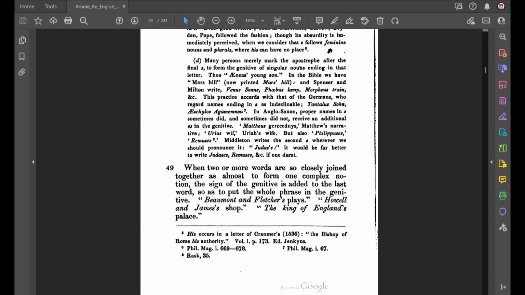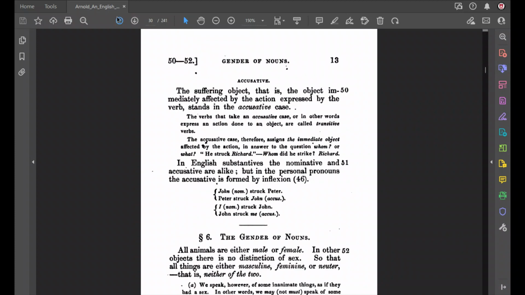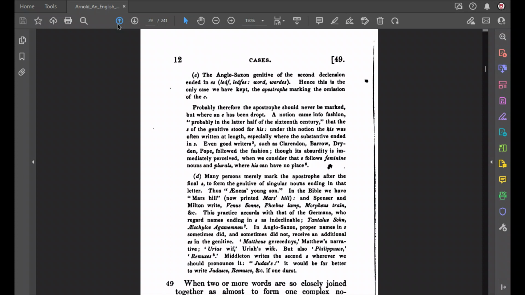All right, paragraph 49. When two or more words are so closely joined together as almost to form one complex notion or idea, the sign of the genitive is added to the last word so as to put the whole phrase in the genitive. All right, so what this talks about is if we want to express possession, the genitive case expresses possession, right? The king's crown expresses the idea that the crown belongs to the king.